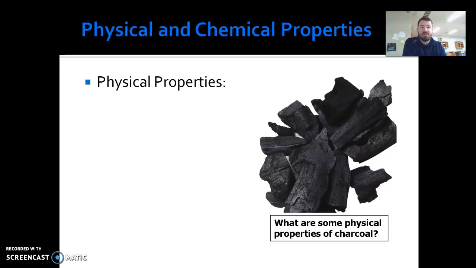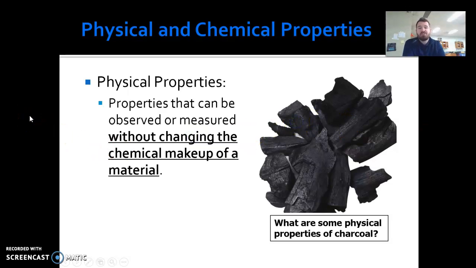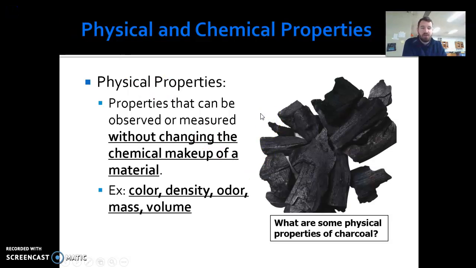So we're going to start with physical properties. Physical properties are properties that can be observed or measured without changing the chemical makeup of your material. So some examples of physical properties would be color, density, odor, mass, and volume. So we can observe the color or the smell of something without changing it. We're not going to have an entirely new substance after observing these. Same thing with mass, volume, and density. We can measure those, and we have measured those in class, and it did not damage or change the identity of our substance.